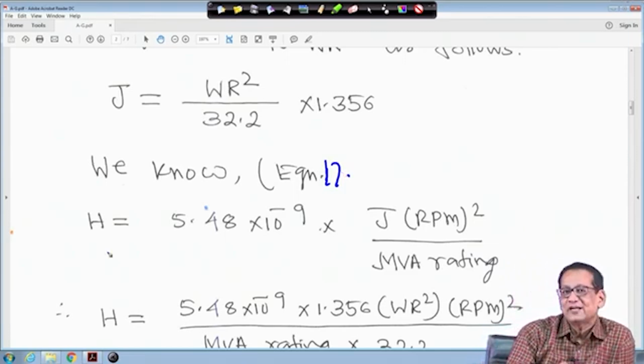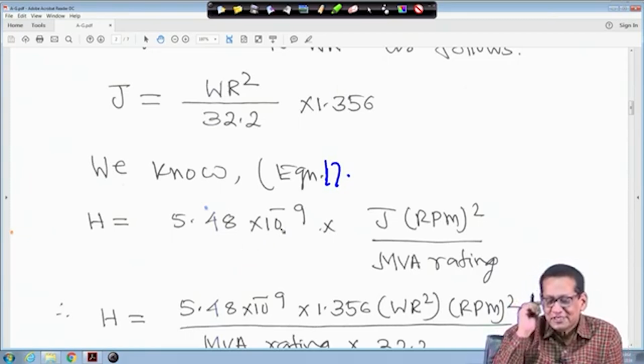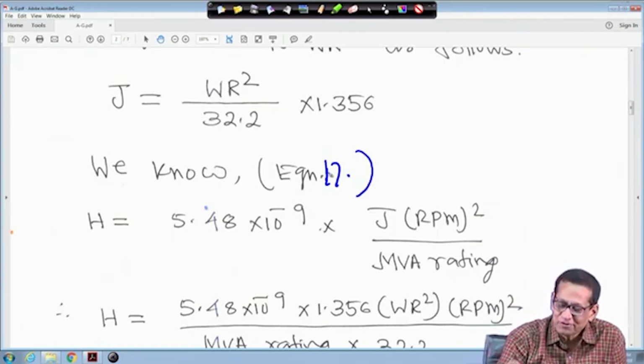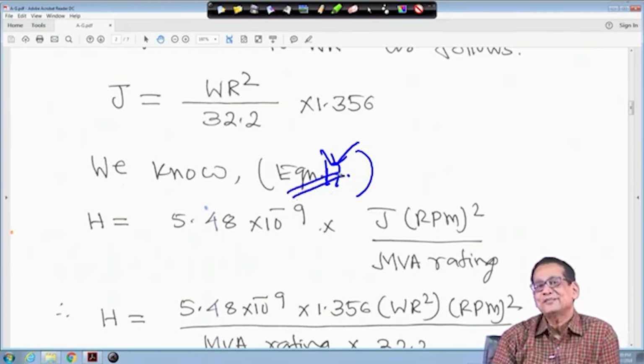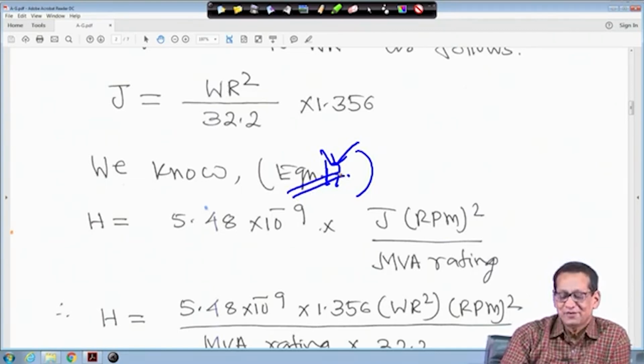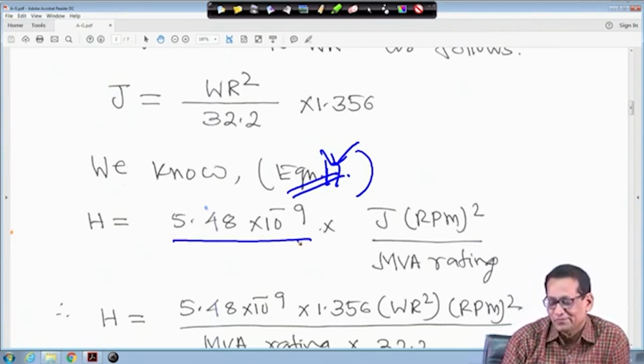Therefore, we know this equation, I cannot recall the equation number, this one we have derived in the swing equation: H is equal to 5.48 into 10 to the minus 9 into J into RPM square by MVA rating. I forgot to write the equation number, but you will find in the swing equation this derivation is there. If I try to find it here, it will take time, but this has been derived for H. Before, we have done one or two small examples also.